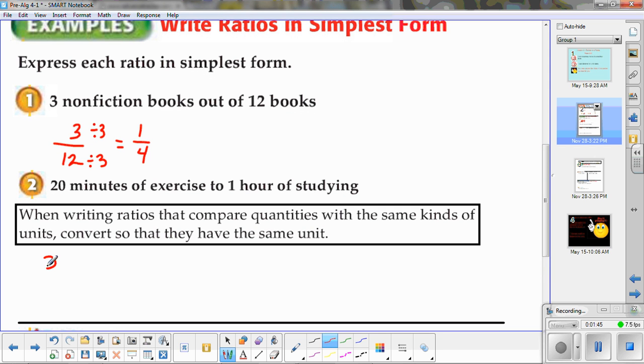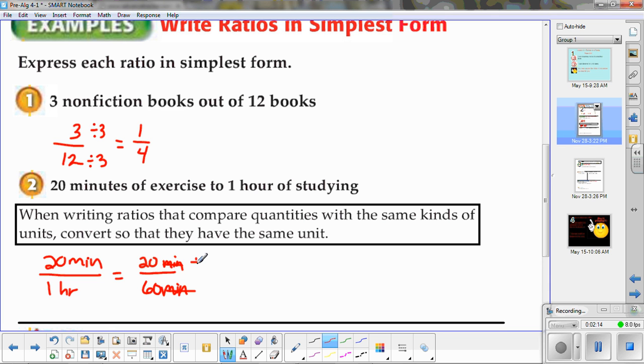So I'm going to start out by writing down what we have. We have 20 minutes of exercise to 1 hour of studying. I'm going to convert this 1 hour to minutes so they're both in the same unit. 1 hour is 60 minutes. So we have 20 minutes over 60 minutes. The minutes will cancel each other out since they're the same.